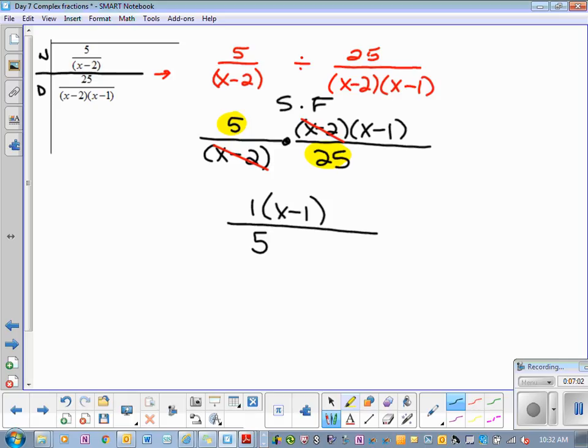Do I have to write that 1 in front? No, you don't have to. But is it wrong if you do? No. There we go. Make it look a little bit prettier. Are we okay with that?